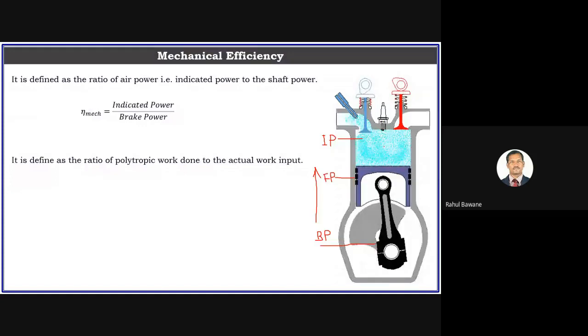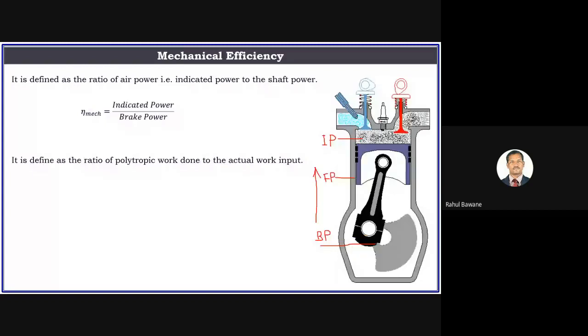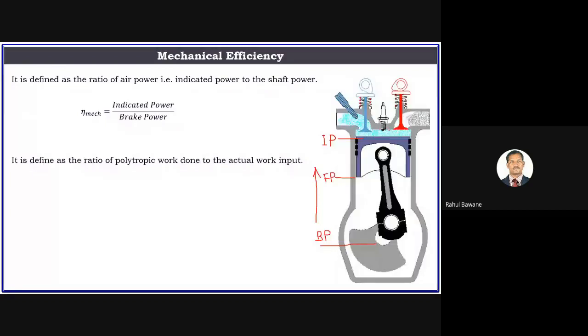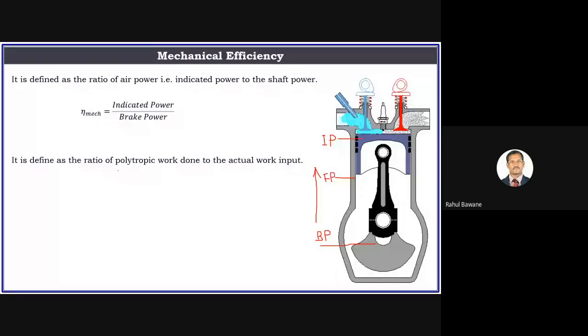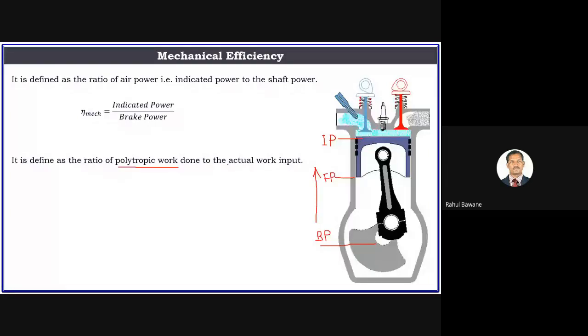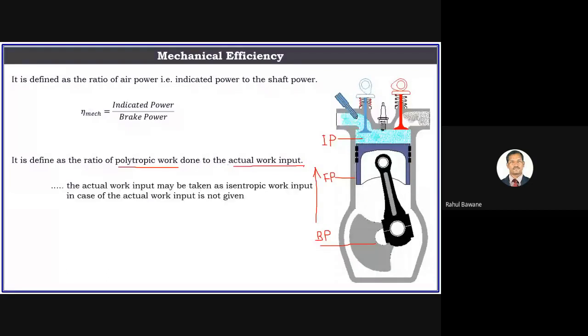When we are compressing air, isothermal compression is not possible. Isentropic compression is not possible. So practically possible is polytropic work, the polytropic compression work. So mechanical efficiency is defined as polytropic work done divided by actual work input.